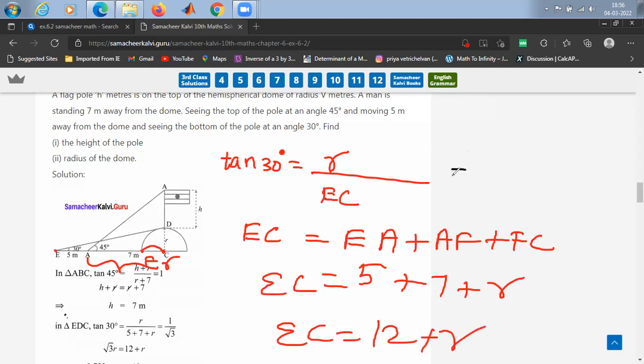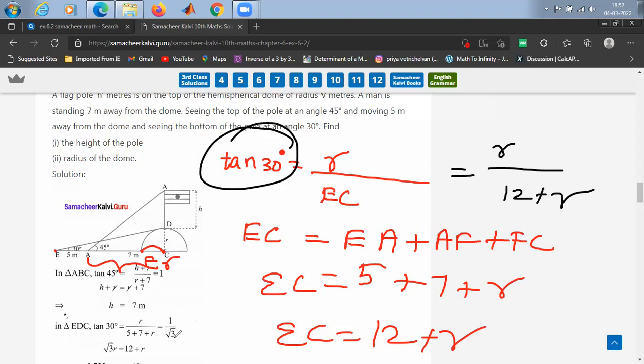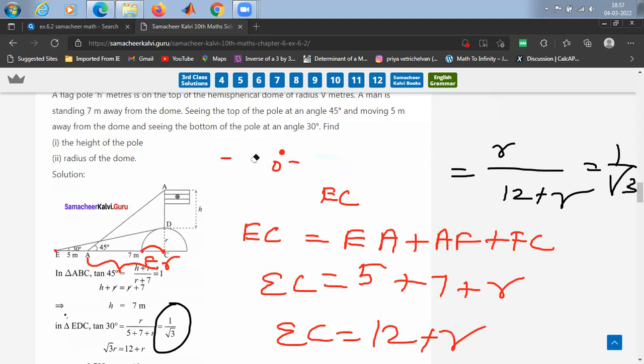So tan 30 degree is equal to R upon 12 plus R. And what is tan 30? It's 1 upon root 3. So you can say 1 upon root 3 is equal to R upon 12 plus R. Can you follow this?